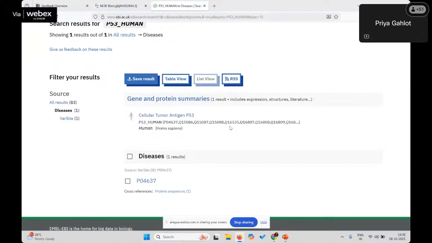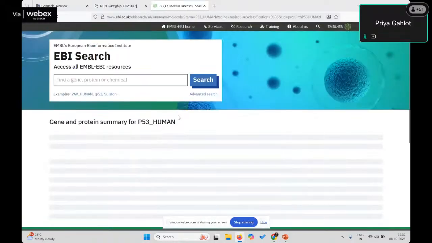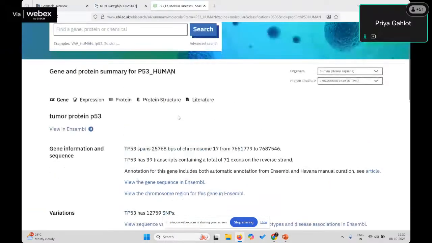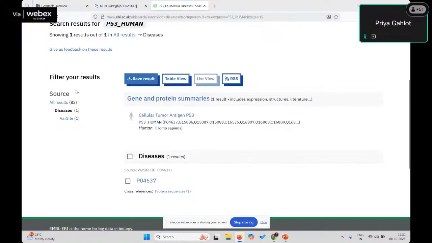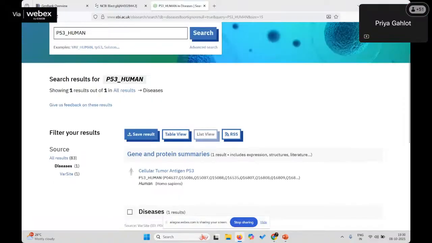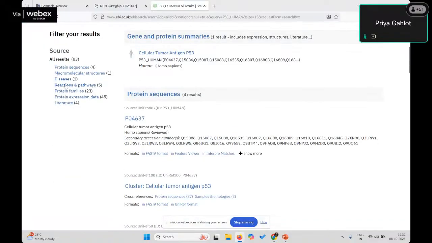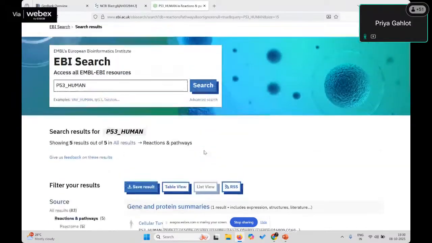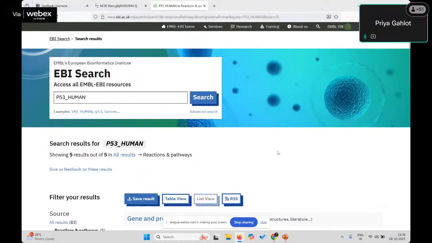So this is basically where it will give you the disease with which P53 is linked. It will also give you the related genes, where it is expressed, the related proteins, its structures, and the relevant literature for the same. You can also search for the pathways where it is playing a role. So this is just what basic EBI search does.